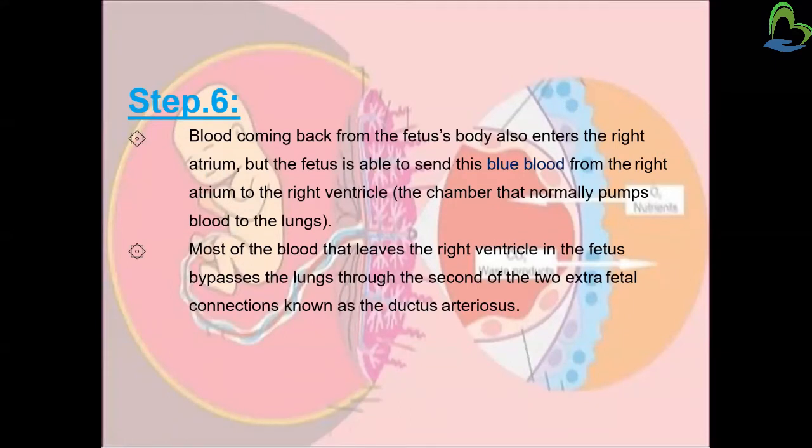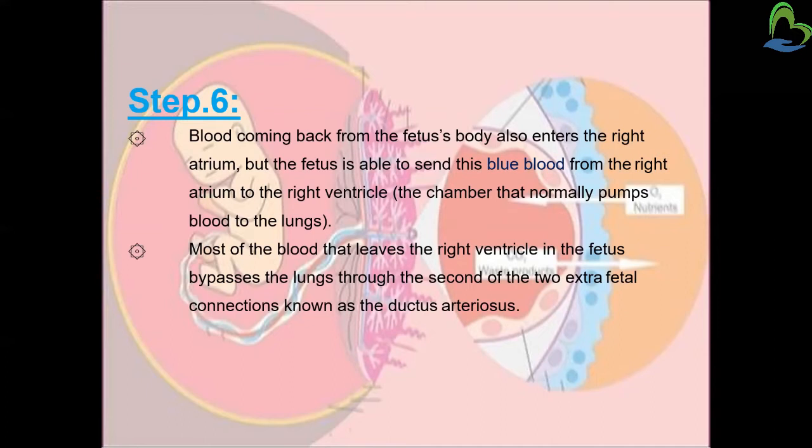And step 6, the blood coming back from the fetal body also enters into the right atrium, but the fetus is able to send this blue blood from the right atrium to the right ventricle, the chamber that normally pumps blood through the lungs. So the fetal body sends deoxygenated blood into the right atrium, and a mixing of the blood occurs.